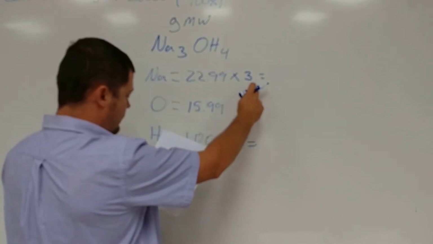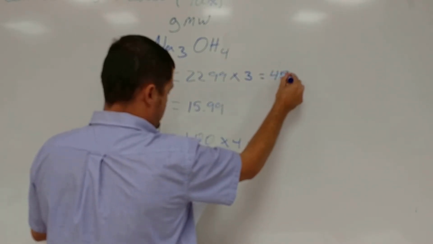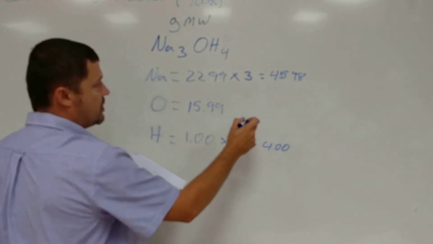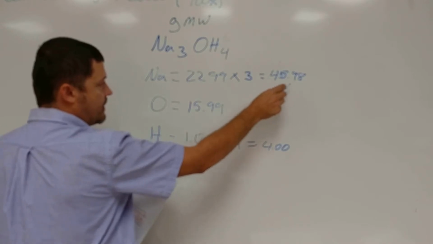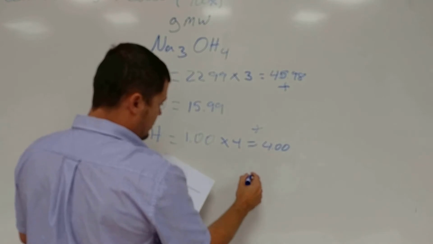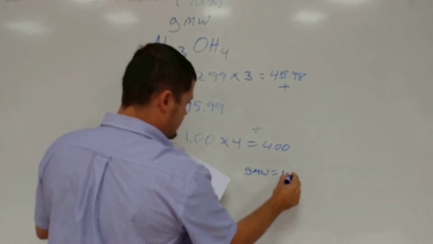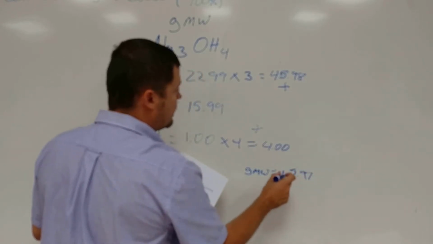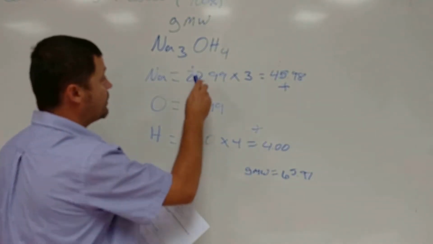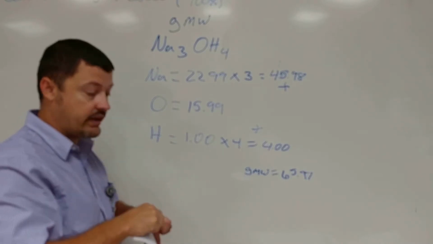So up here, that's going to give us 45.98, and then down here is just a 4.00. So we're going to add this plus this plus this, and that's going to give us a gram molecular weight of 65.97. And again, that's just adding this, this, and this. So that is our gram molecular weight when we have compounded chemicals. Okay? So pretty simple to figure those.